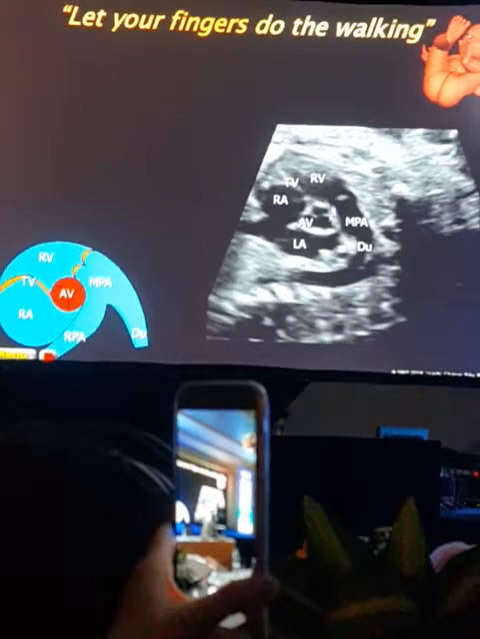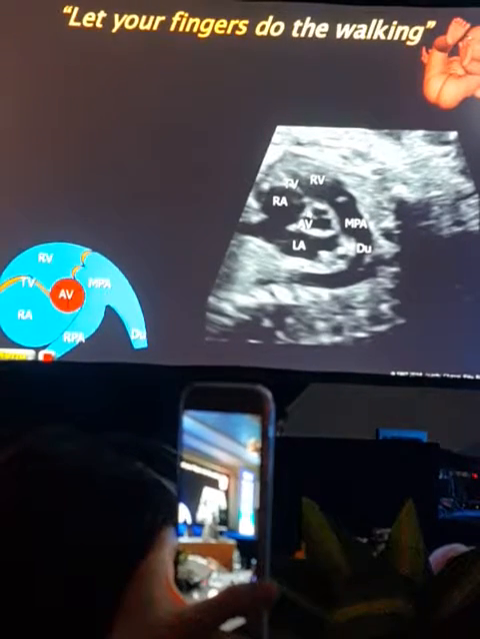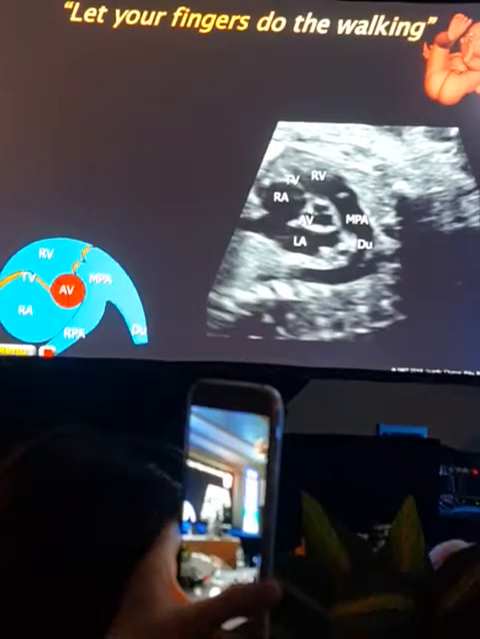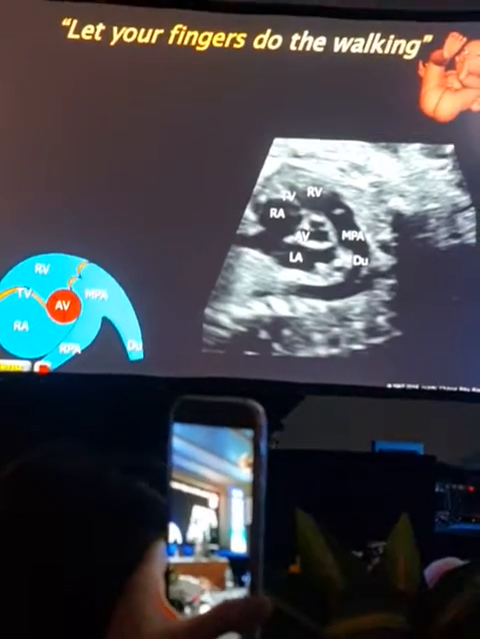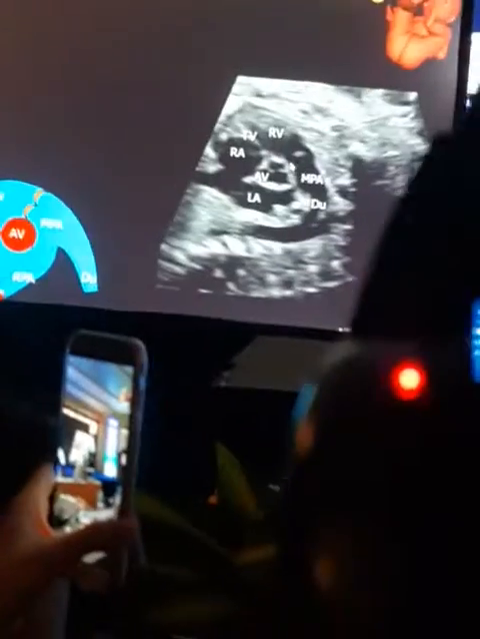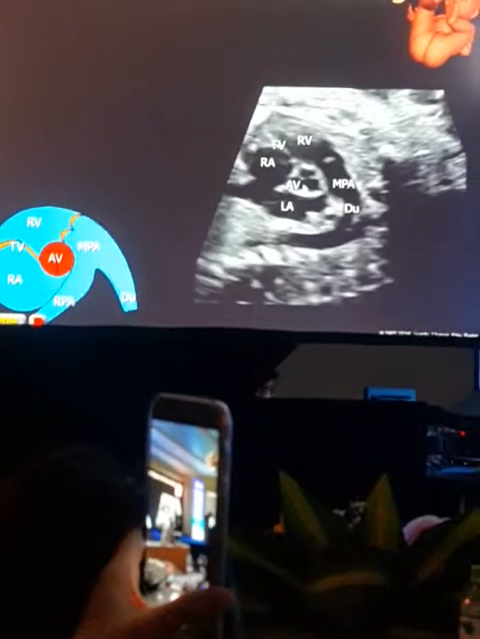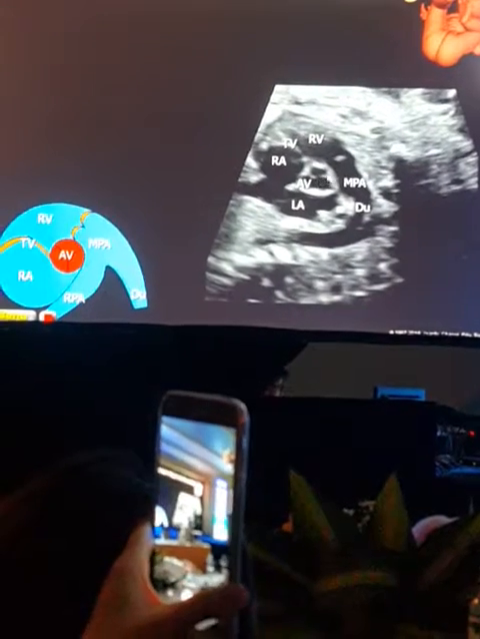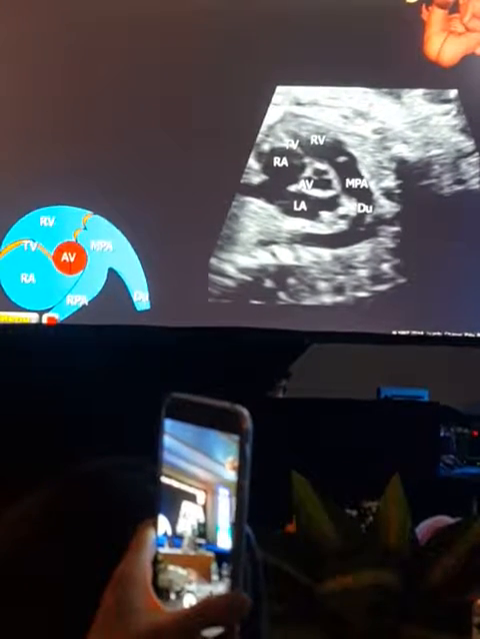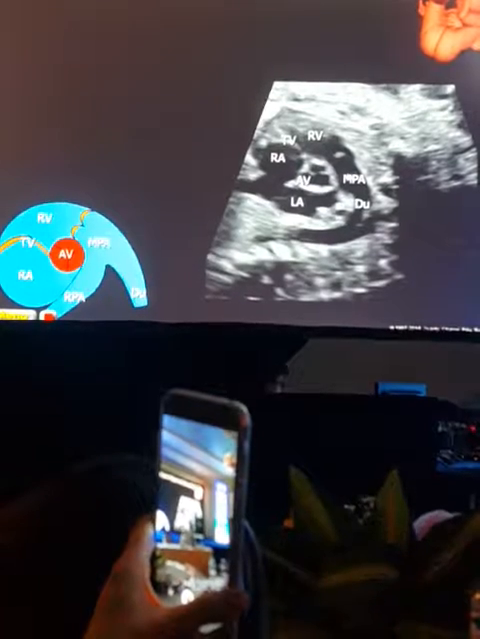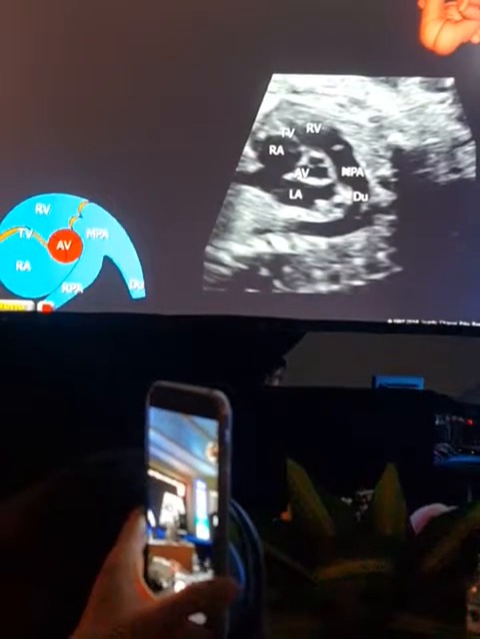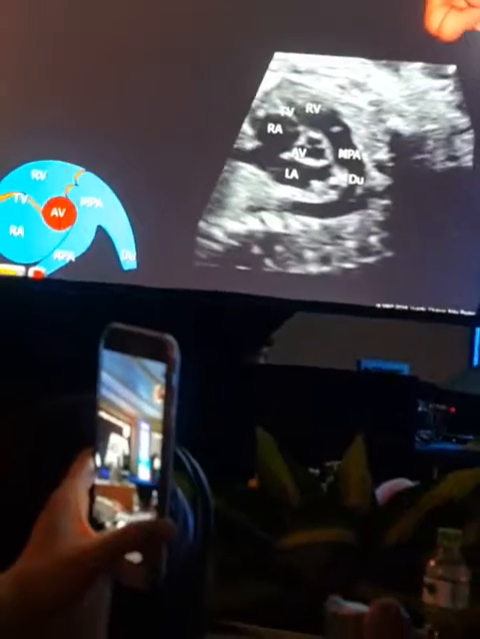And you can see very well that the pulmonary and the aorta are in crisscross position. They are not in the same plane. If they were in the same plane, they would not be crossing. Also, you can see the relative size of the pulmonary and the aorta. If the baby had a large aorta and a small pulmonary, what would you be thinking of? Large aorta, small pulmonary, differential diagnosis.